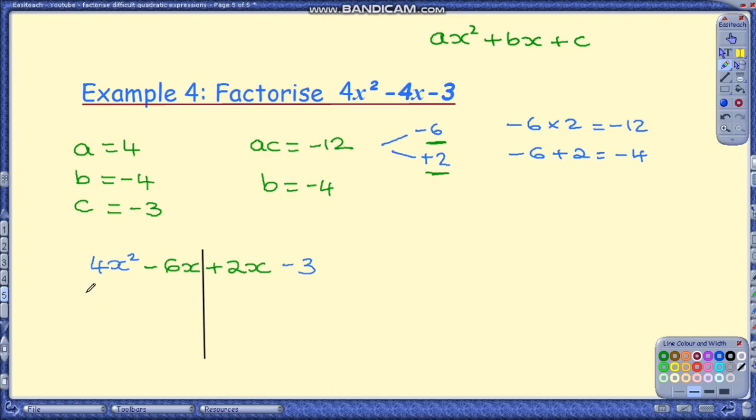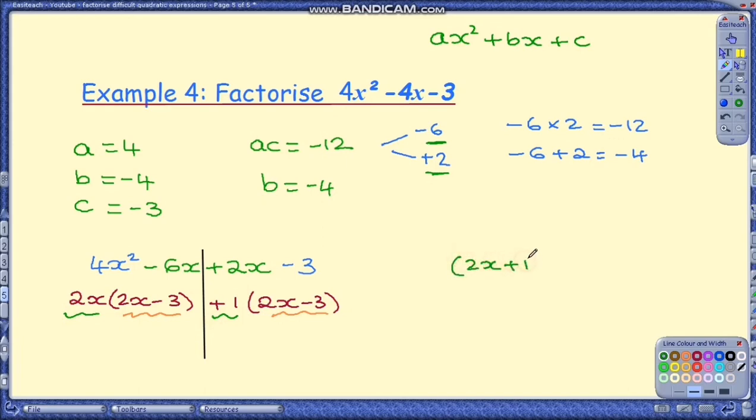So what's common between 4 and 6? The highest common factor is 2. Then x is also common to both. You are then left with 2x minus 3. Agreed? Over here, nothing is really common except for just 1, because 1 is a factor for both these terms. And then you are obviously left with 2x minus 3. Look how both brackets are still the same. And then these are the loose ones. So finally, your final answer will be 2x plus 1, put all the loose ones together, and then the common bracket, 2x minus 3. And that's your final answer.